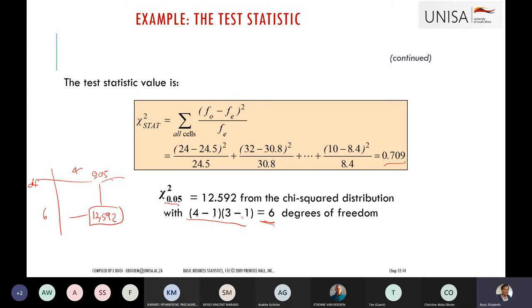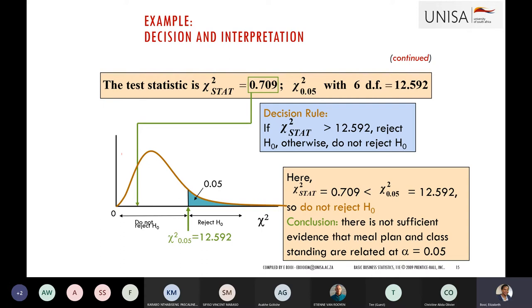Using that critical value and the test statistic, you can then make a decision. Drawing the graph, we know that our test statistic was 0.709, and our critical value that we found on the table was 12.592. So we draw our region of rejection, which is the turquoise color, and we look at where our test statistic falls. It falls in the do not reject area. In conclusion, our test statistic of 0.709 is less than our critical value of 12.592, so we do not reject the null hypothesis and conclude that there is not sufficient evidence that the meal plan and class standing are related at alpha 0.05. We also looked at other examples.